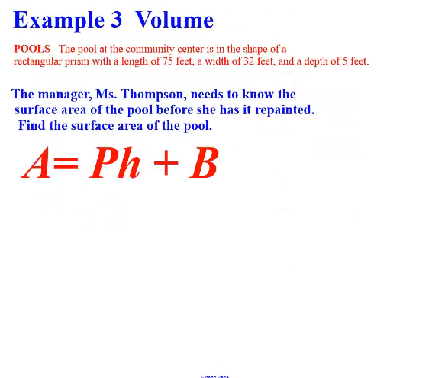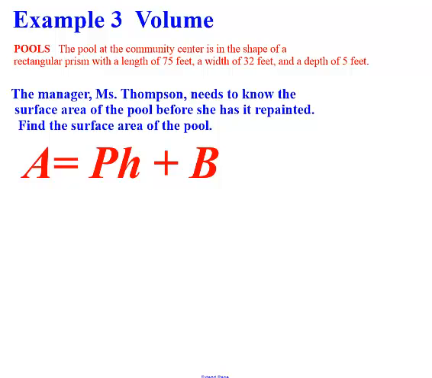Okay, let's look at example 3. Example 3 has to do with volume. So we have a question about pools. The pool at a community center is in the shape of a rectangular prism with a length of 75 feet and a width of 32 feet and a depth of 5 feet. The manager, Miss Thompson, needs to know the surface area of the pool before she has it repainted. Find the surface area of the pool.